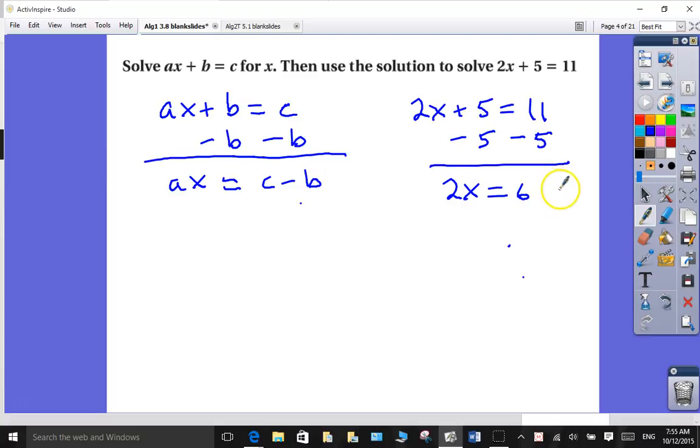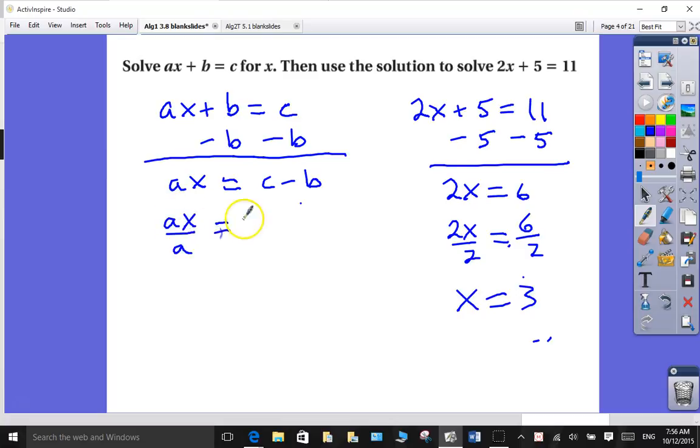What would I do on the right? 2x equals 6. Now I'm going to divide by the number which is multiplying x. So I divide 2x by 2, which means I have to divide 6 by 2, and I get x equals 3. On this problem here, I'm going to divide both sides by a. And the a's will cancel, which isolates the x. And on the right, c minus b divided by a, that's the answer. You can't put any of it together. That's the answer.